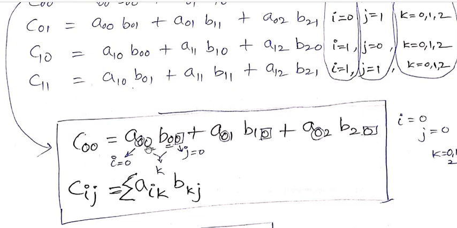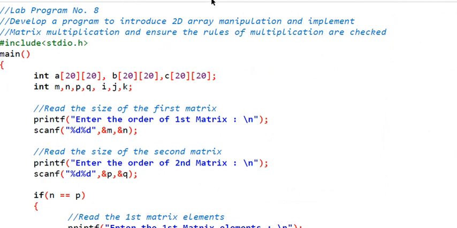C00 is the sum of the multiplication of the rows of the first matrix into the columns of the second matrix. So if I say this as Cij, Cij is equal to the sum of Aik into Bkj. Okay, we'll go through the code, then we'll come back here, then we will understand what these values are. These are with respect to the program that we have. Okay, now we'll see the program.